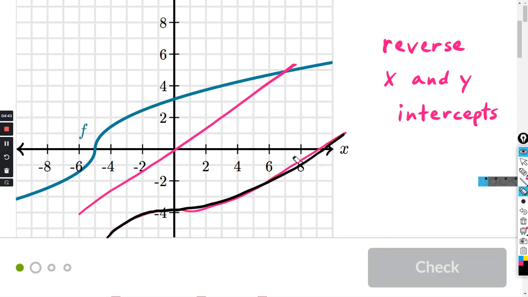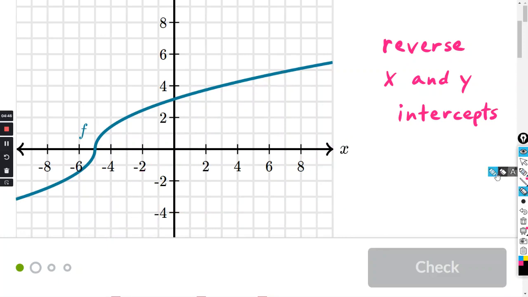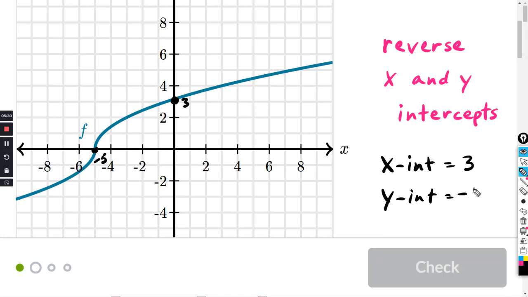But really, since it's multiple choice, there might be an easier way, and all you want to try to do is reverse the x and y intercepts. So you can see here on the y-axis, the y-intercept is 3. It's in between 4 and 2. So now on a new graph, on the inverse, the x-intercept is going to be 3. And here on the original, the x-intercept is right here between -6 and -4. That's going to be -5. On the new graph, instead of this being the x-intercept, the y-intercept is going to be -5.